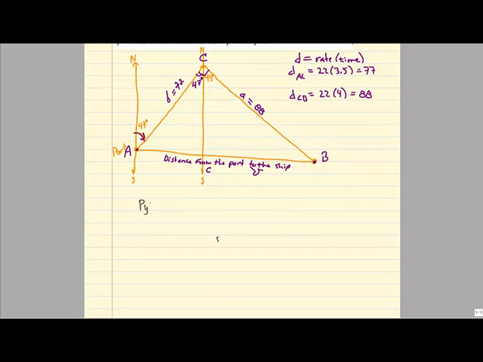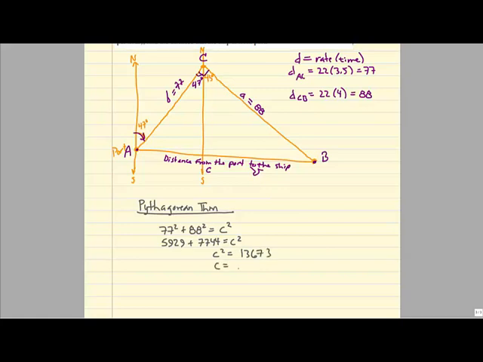So I'm going to use the Pythagorean theorem. And that would say that a squared, or leg squared, plus leg squared, equals hypotenuse squared. So 77 squared plus 88 squared is equal to that distance, that c squared that I'm interested in. So 77 squared is 5929. 88 squared is 7744. I like my variables on the left, so I'm going to flip that around, and I get c squared equals 13,673, and c is the square root of that.